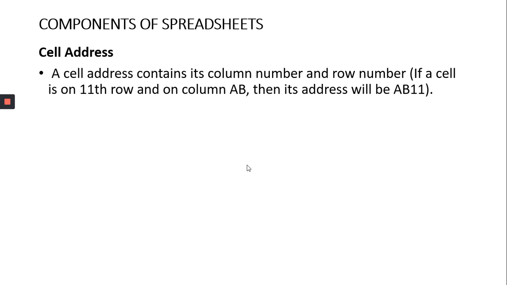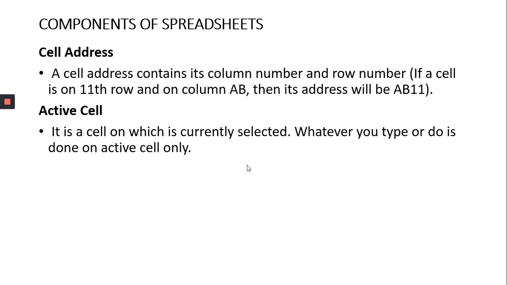A cell address contains its column name and row number. If a cell is on the 11th row in column AB, I told you after Z it becomes AA, AB, then its address would be AB11. Active cell.